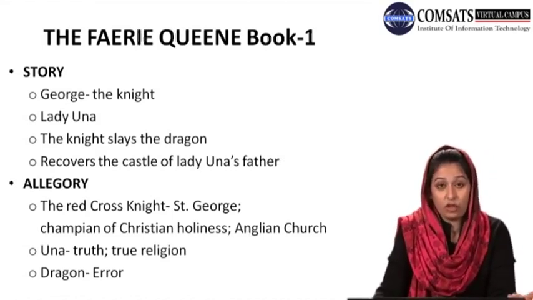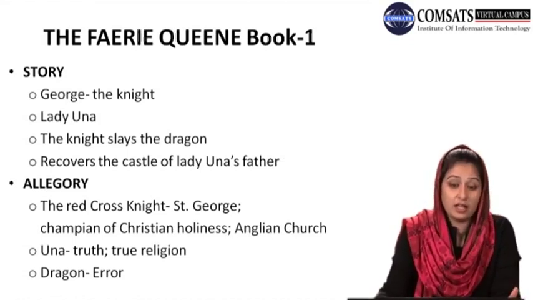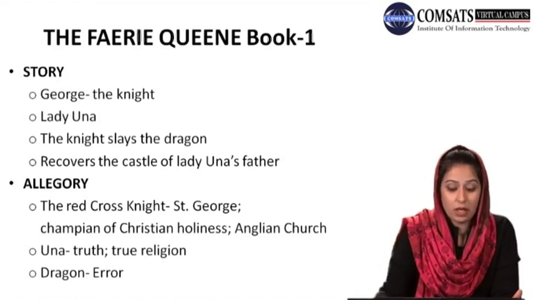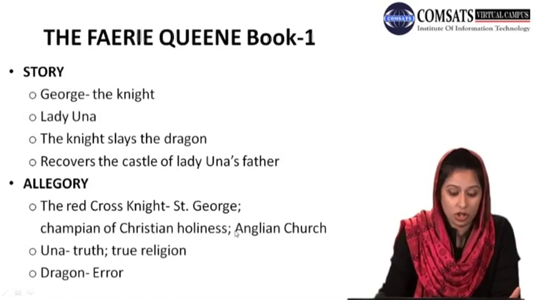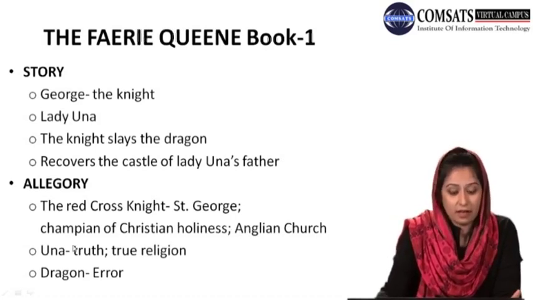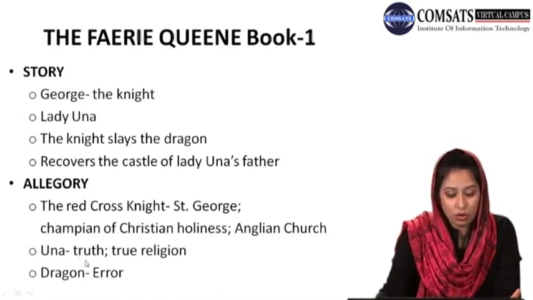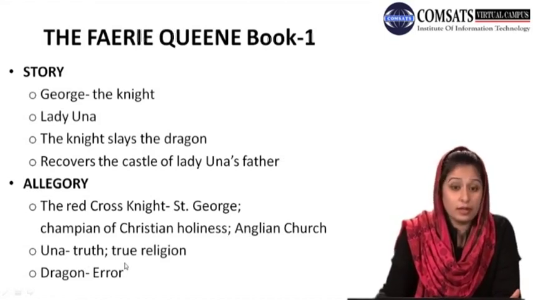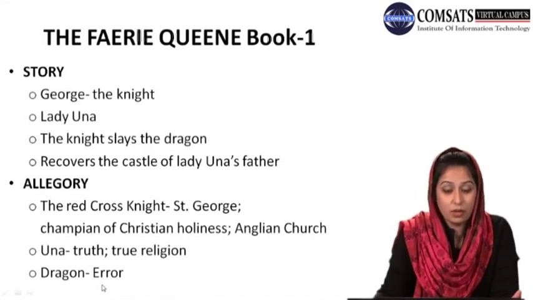Now, if we talk about allegorical representation here, the Red Cross Knight represents Saint George, the champion of Christian holiness. He is the representative of the Anglican Church also. On the other hand, we have got Una, who is symbolic of truth. She is representing true religion also. Then we have got the Dragon, who represents error.